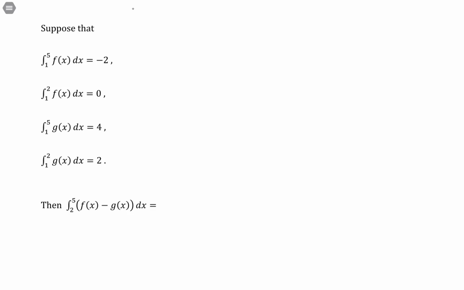Suppose that the definite integral from 1 to 5 of f of x dx is -2, and from 1 to 2 it's 0. Then the definite integral from 1 to 5 of g of x is 4, and from 1 to 2 it's 2.